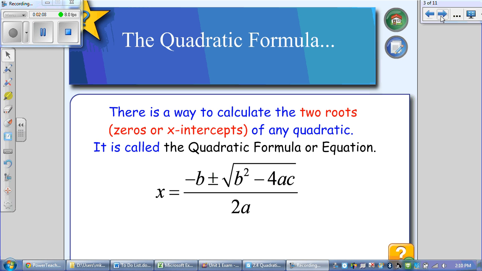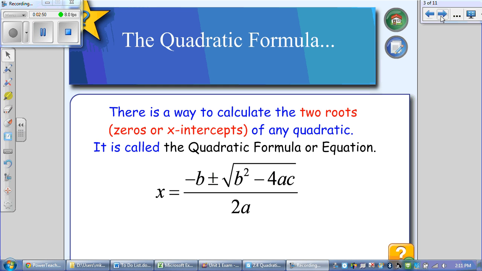It's x equals negative b plus or minus the square root of b squared minus 4ac, all divided by 2a. We have three variables, a, b, and c. Anybody know where those variables might be coming from? From the regular form that you write your quadratics in, a, b, and c. That's where these are from. Wait, so if you get that formula, you just plug those numbers in.